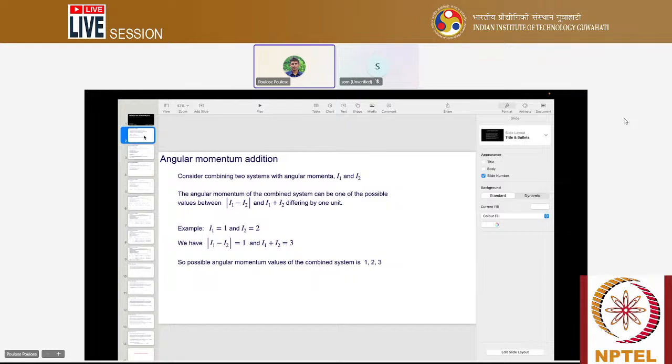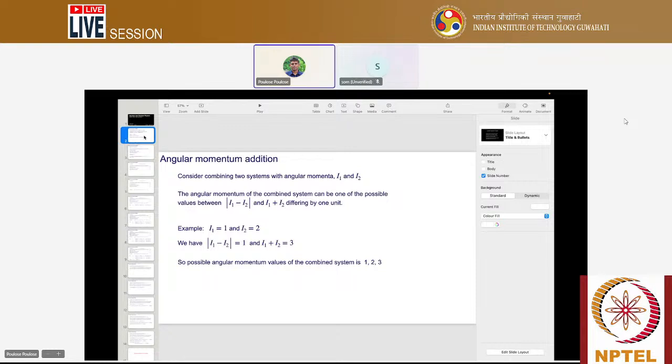By the way, we are talking about angular momentum in natural units. When I say natural units, the Planck constant h bar is taken to be equal to 1. Otherwise, all these have to be multiplied by an h bar, which is the correct unit of the angular momentum.